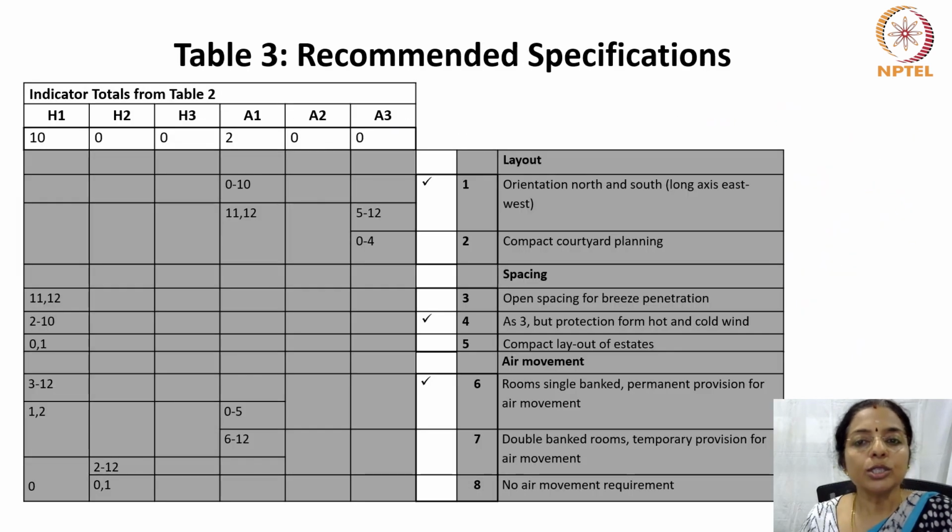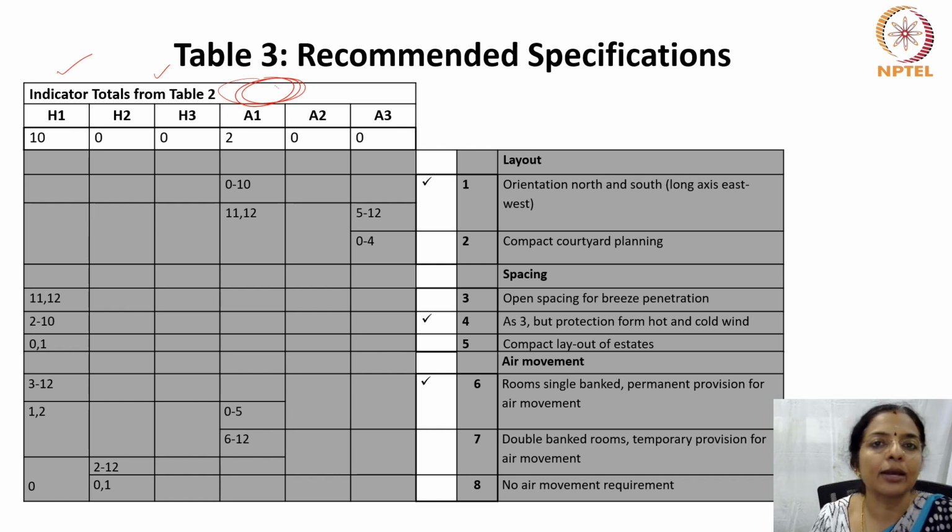So let us look at the recommended specification. Based on what we saw, table 3 translates the indicators into performance specification. So this is the indicator table. If you remember, we had to tick against H1 and A1 and things like that. So this table 3 translates these indicators into recommendations. So check the requirements for each design strategy and tick wherever applicable.